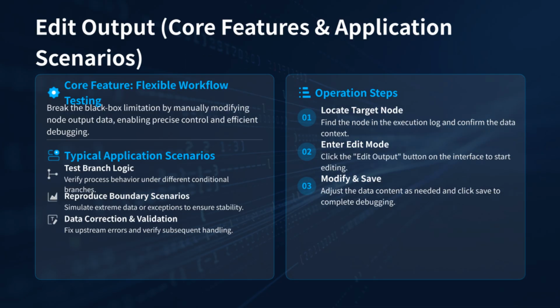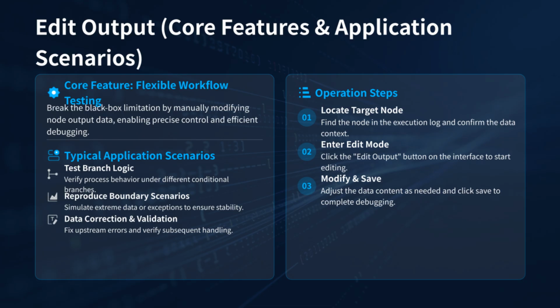Fourth, let's discuss the edit output function, a flexible tool for testing different scenarios and fixing data issues on the fly. This feature allows you to manually change the output data of any node, breaking the black box of workflow data and giving you full control for testing. The steps are easy. Find the target node: locate it in the execution log and check its current data. Enter edit mode: click the Edit Output button on the node. Modify and save: change the data, fix a typo, add a missing field, or simulate bad data, and save it.